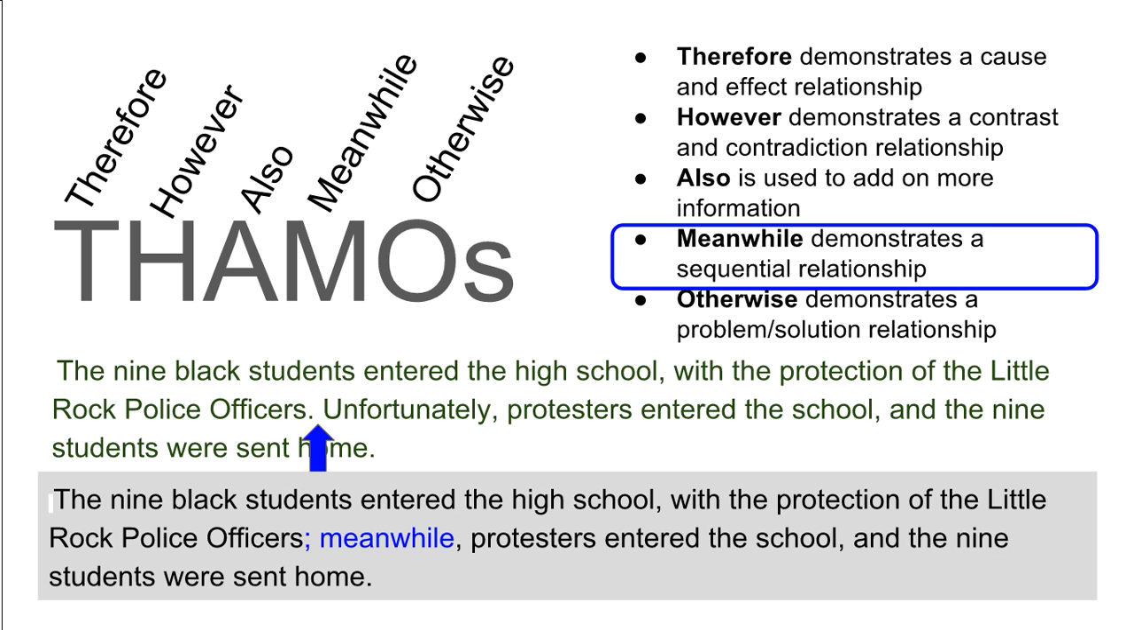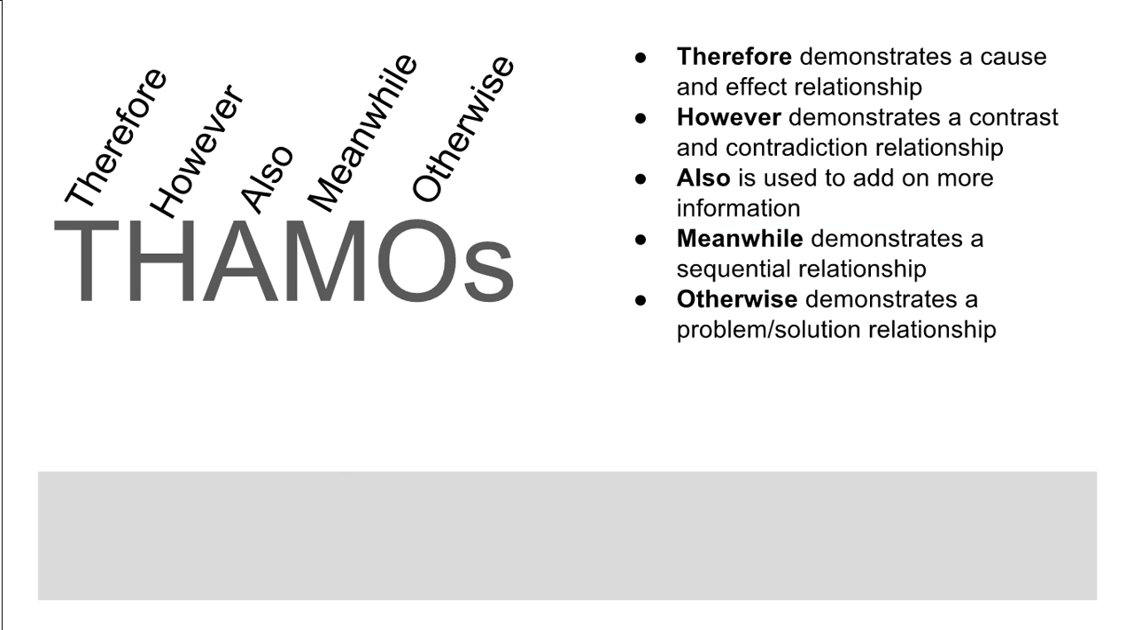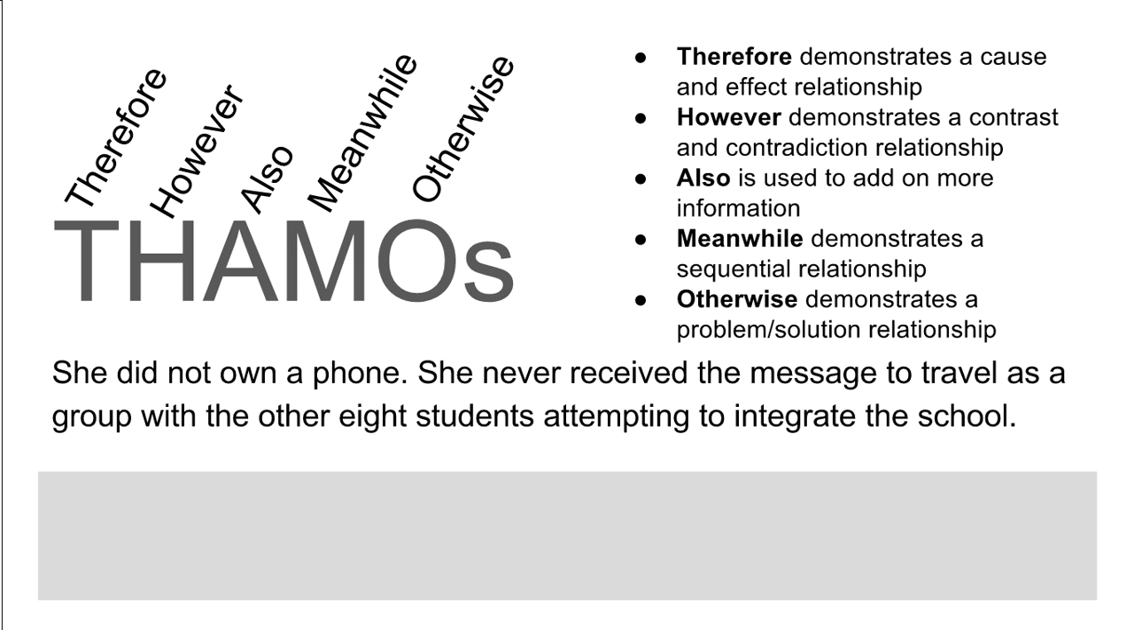The 9 black students entered the high school with the protection of the Little Rock police officers; meanwhile, protesters entered the school and the 9 students were sent home. The next one, also from the Little Rock paper. She did not own a phone. She never received the message to travel as a group with the other 8 students attempting to integrate the school. Think about what relationship is demonstrated here, because I know that we're going to delete the period and replace it with a conjunctive adverb. Pause.